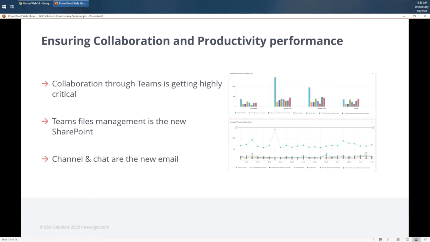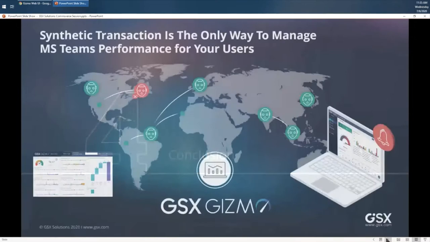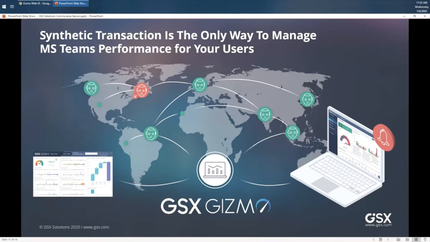We've seen that synthetic transaction is really the only way to manage the Microsoft Teams performance for your hybrid users working in remote offices or from home. We tried to show you today a lot of Teams monitoring dashboards for analytics, and we've seen as well real time with all the different actions what you can monitor, and how to use it when you want to do some tests, optimize your route to the cloud and see really the results of your change or the different network configuration.